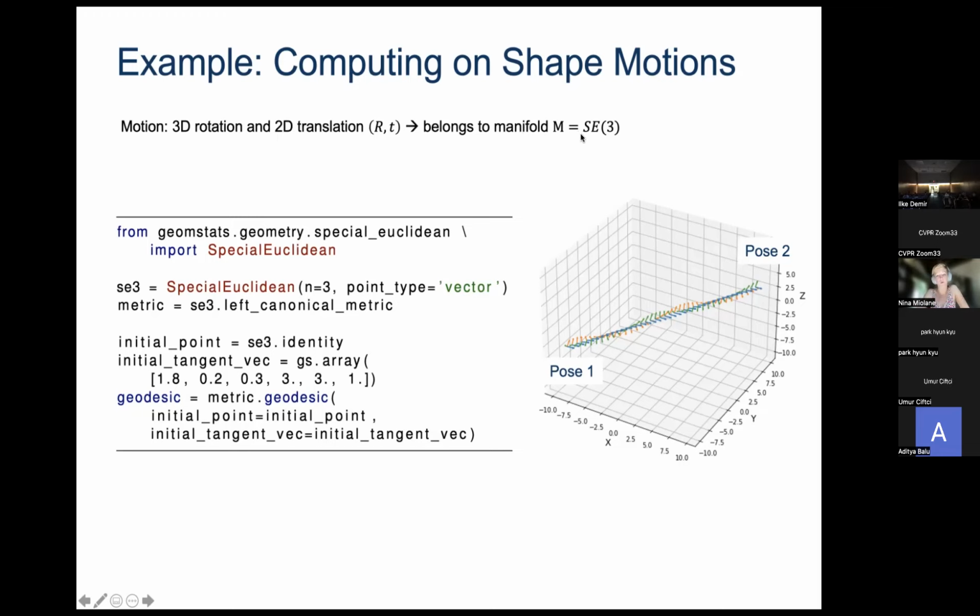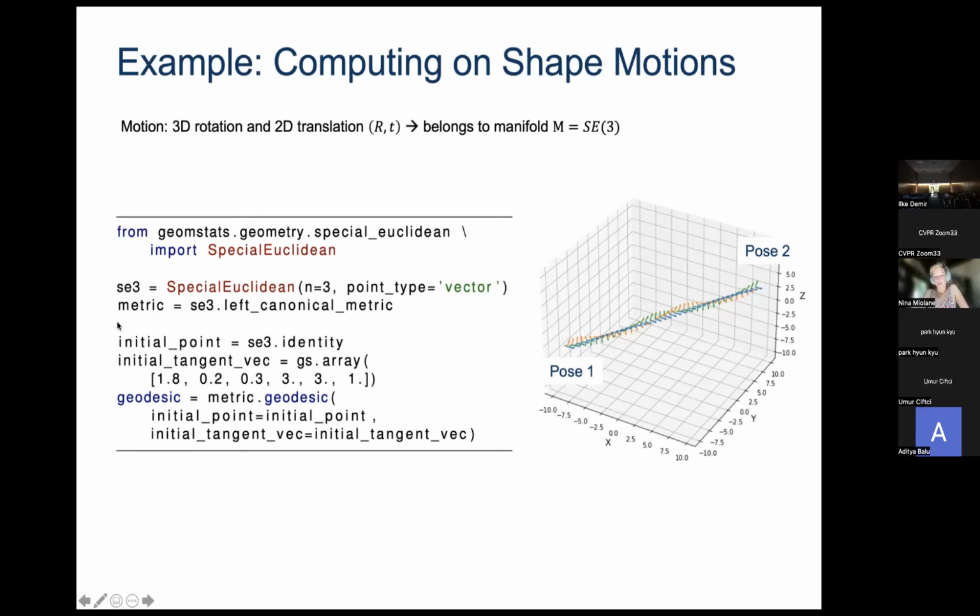In other words, the group of all 3D translations and 3D rotations. So this is a code snippet using Geomstats. What you would have to do is instantiate the manifold that you are interested in. Here, we want to work with SE3. So we instantiate SE3 as an object of the class Special Euclidean in dimension 3.